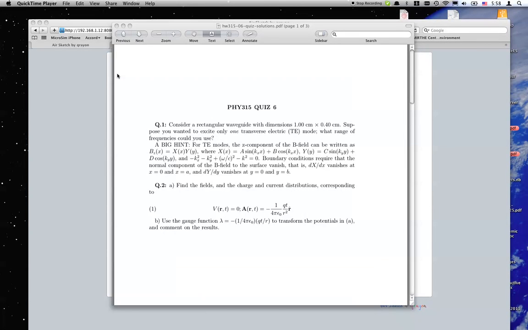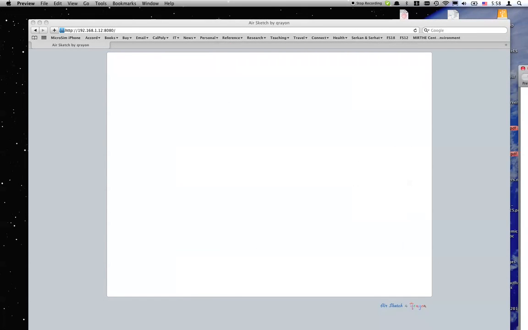Okay, we're going to look at the first question. This is quiz number 6. A rectangular waveguide with dimensions given as such. So if we want to look at this waveguide, basically, this is question 1. So what does a waveguide look like? Basically, it is something like this.